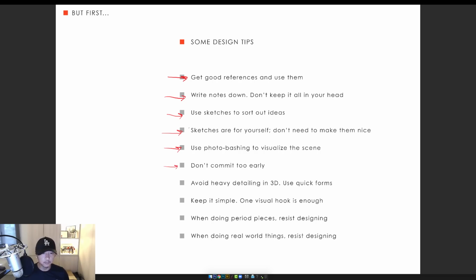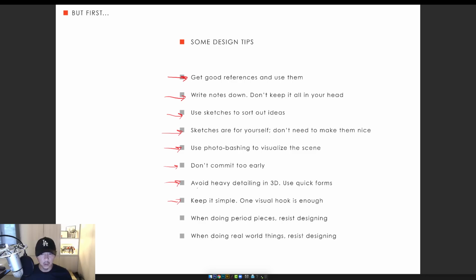Don't commit too early, which means focus on your sketches and notes. Don't just fall in love with your drawing 10 minutes in. Really plan this stuff out, solve the function, and then get into design. Okay, avoid heavy detailing in 3D. Nowadays 3D is being used a lot in concept design, but in the beginning, don't commit too early. Get your designs down before you commit to too much 3D.